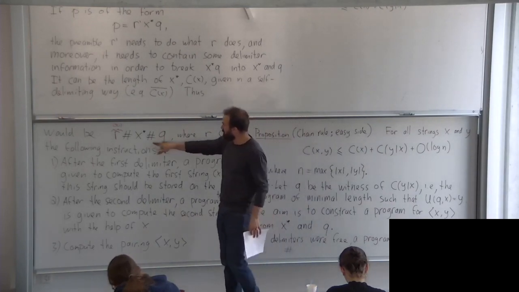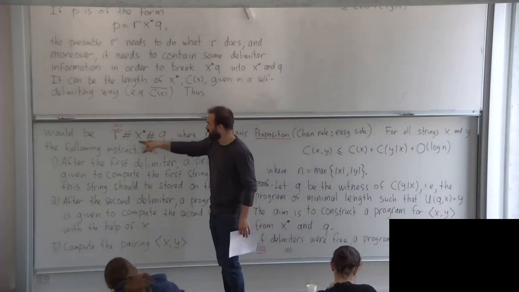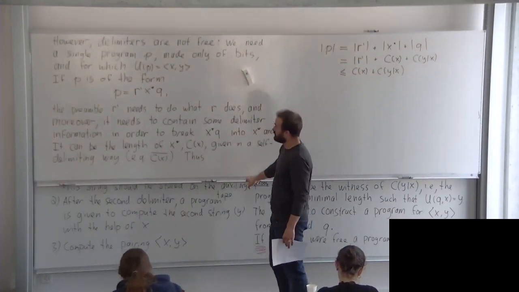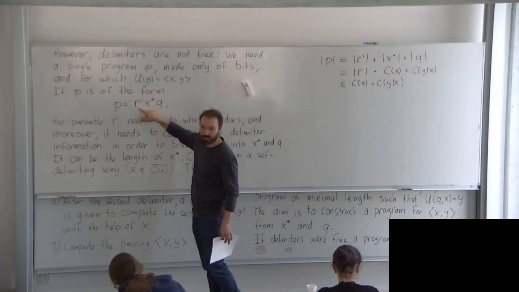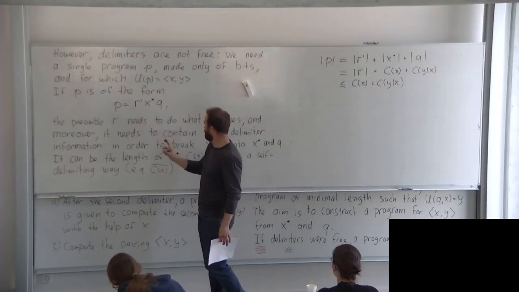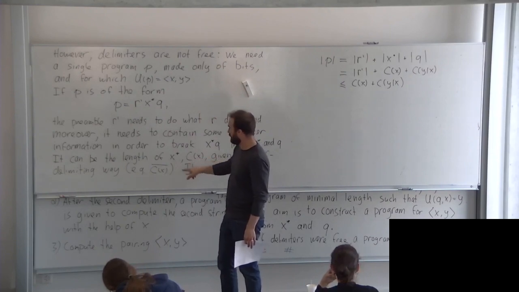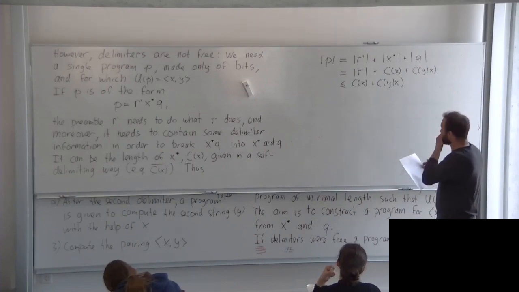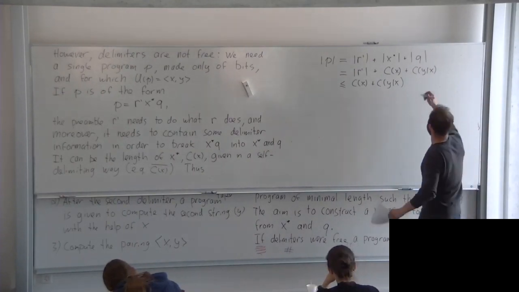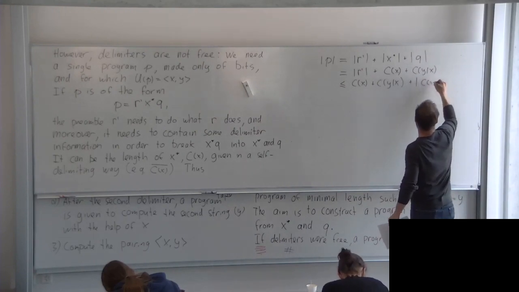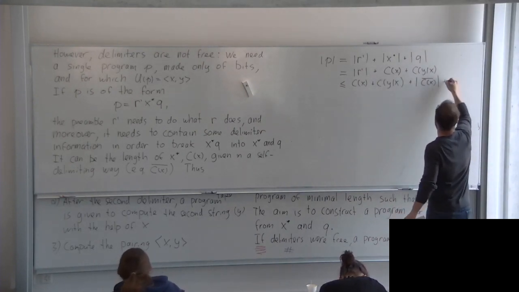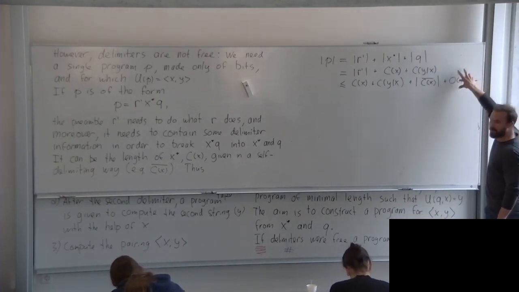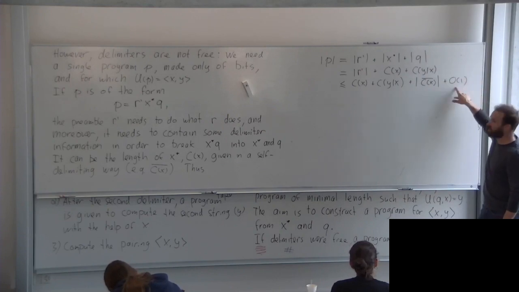But we were annoyed by the fact that we needed to tell apart x star and q. And so the trick that we had found was to hard code into the first routine, the preamble, r prime, the length c of x, encoded in a self-delimiting way. So it's plus the length of c of x bar plus O of 1, because all the constant size routines or instructions fall into the O of 1.